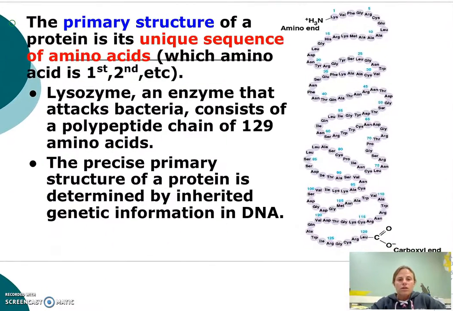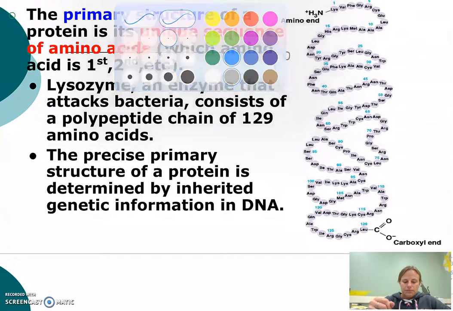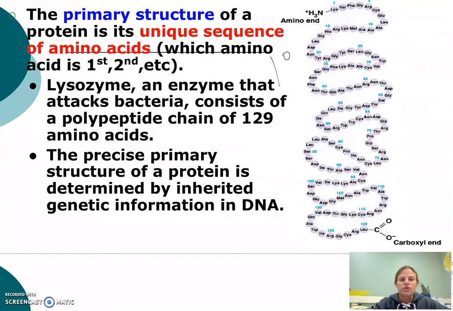There are 4 structures to a protein. The primary structure, which is sometimes abbreviated like so, just refers to the unique sequence of the amino acids. Which comes first, which comes second, and we know that methionine is always going to come first, but after that, the possibilities of different arrangements is really almost infinite.